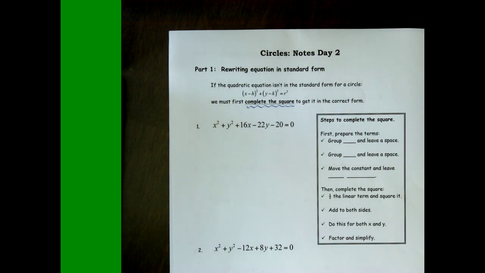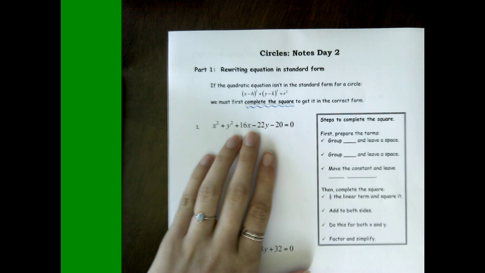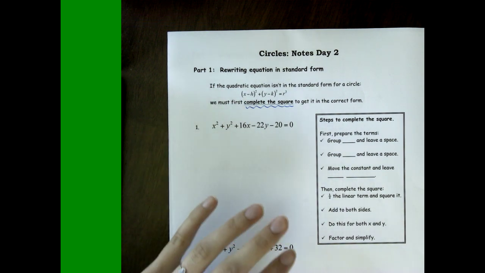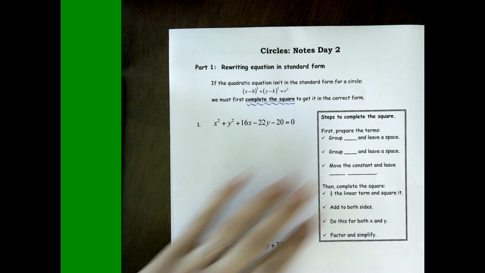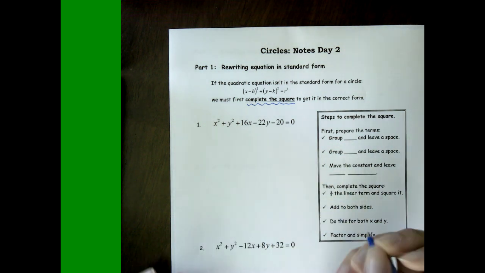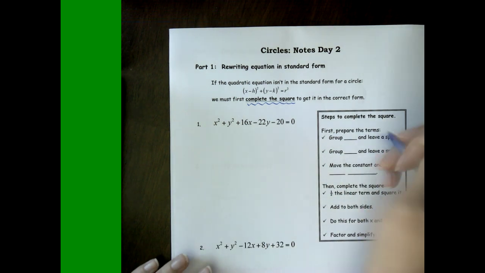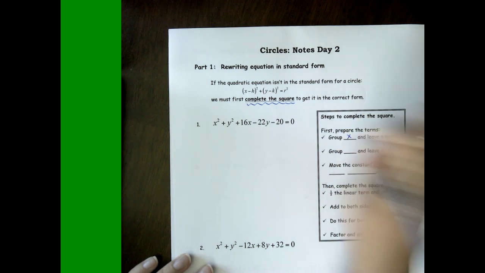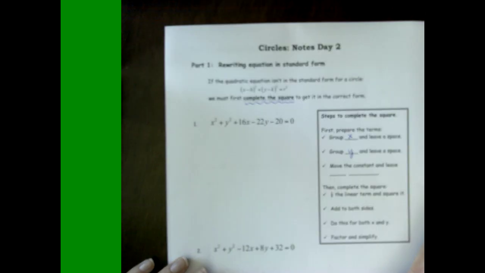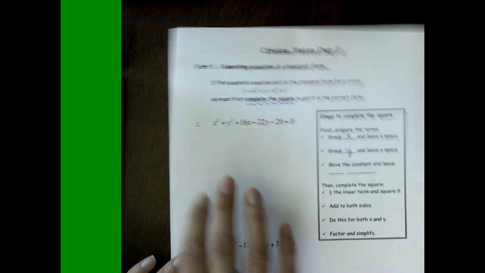So the goal here is to get it from this form into this form. And again, you're going to have to complete the square to do that. So here are the steps. You're going to first prepare the terms. So you're going to group all of your x terms and leave a space, and then group the y terms and leave a space. So what do I mean by that?